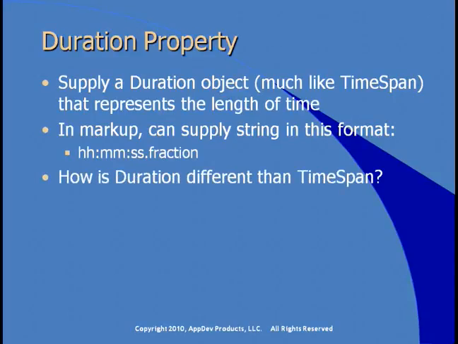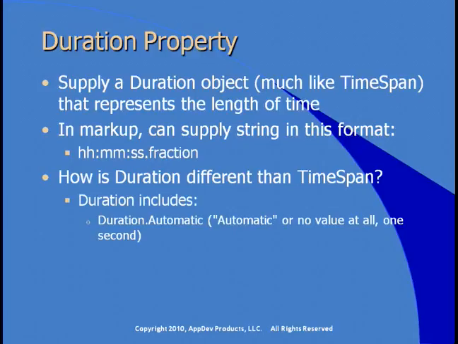But how is duration different than time span? Why didn't we just use a time span object in the markup? Duration includes a special value, Duration.Automatic. In markup, you specify the string automatic for the duration property, or just don't specify a value at all. That's the default value, and you'll get 1 second. Your animation will take 1 second if you use automatic or specify nothing at all.